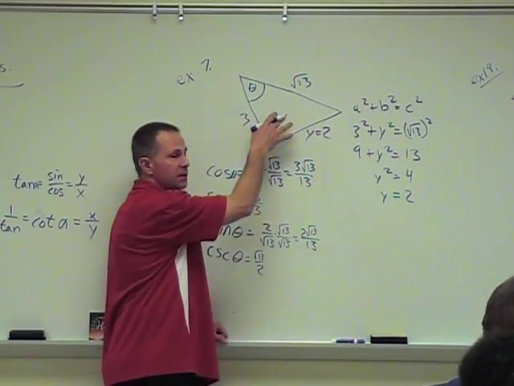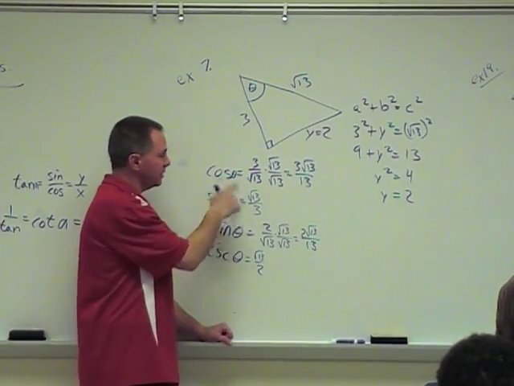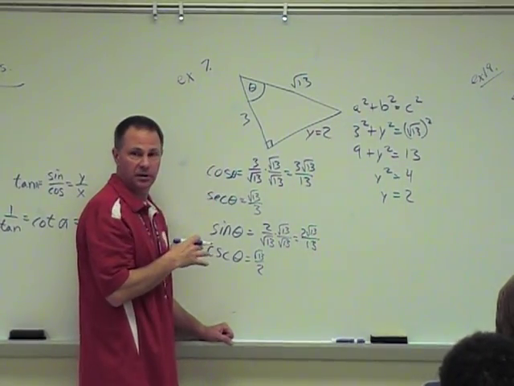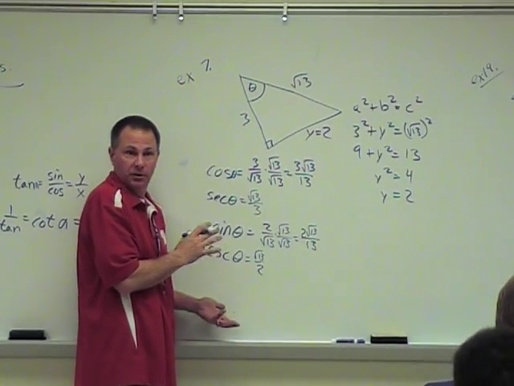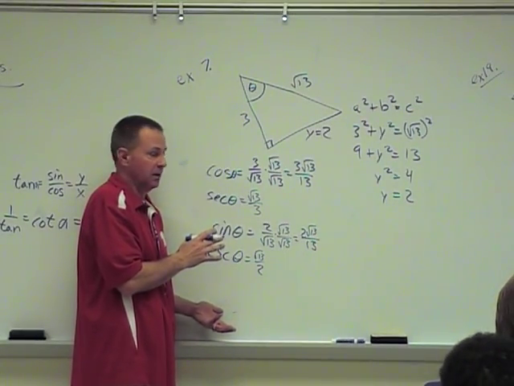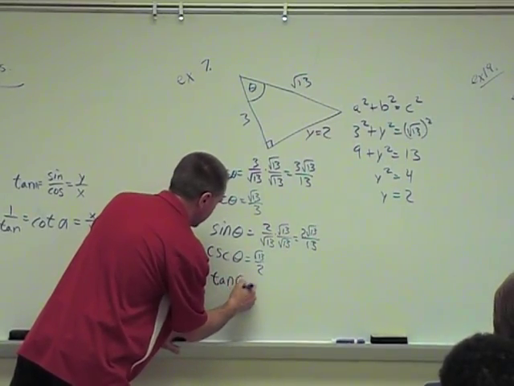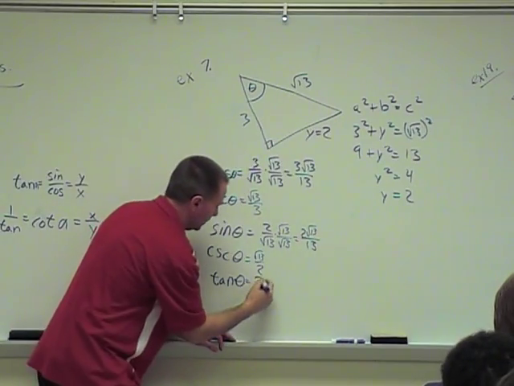So on the test, I'm going to give you something like this, and I'm going to say, solve it. Give me all the trig functions, and each of these is a point. Okay, so there's like 30-some points on the test. That's 6 points, easy points that you don't want to screw up. All right, make sure you do it right. All right, then we have tangent. The tangent of theta is opposite over adjacent. That's 2 over 3.